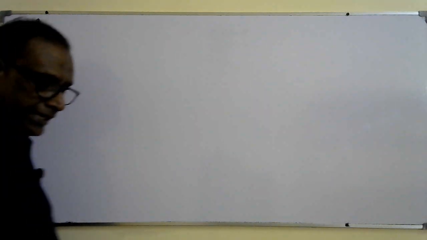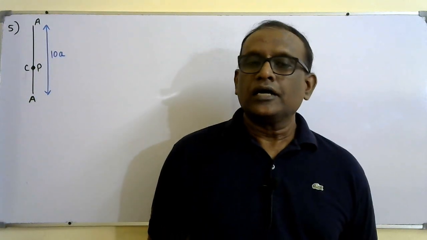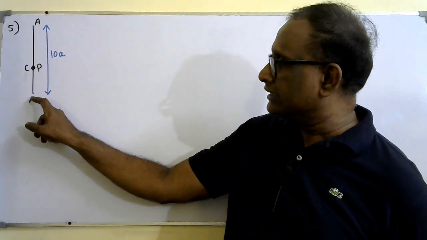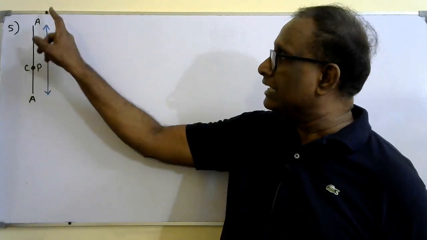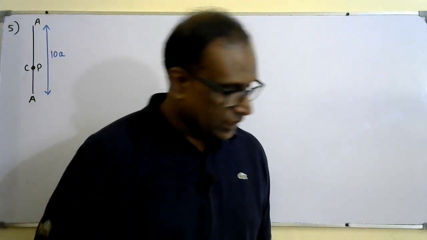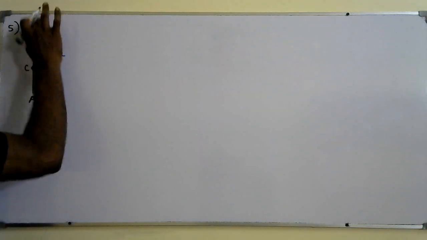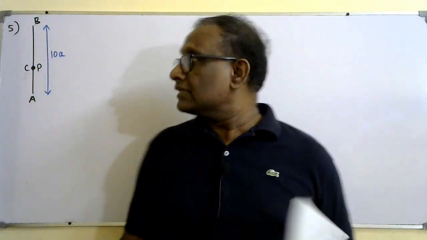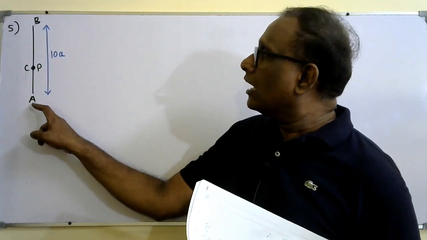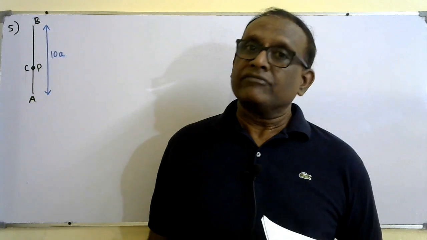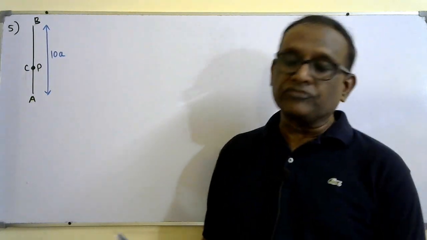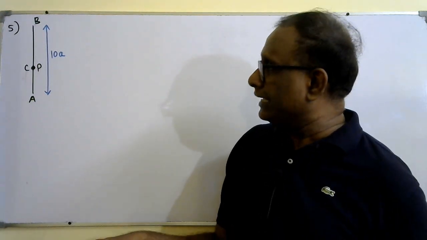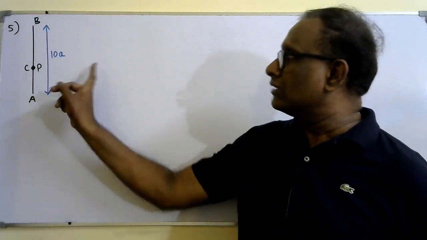Okay, so question number 5 is based on simple harmonic motion. The question says that particle P is attached to two different strings AC and BC. They have different lengths and different moduli of elasticity. After they are attached to the particle P, the total length of AB becomes 10A.